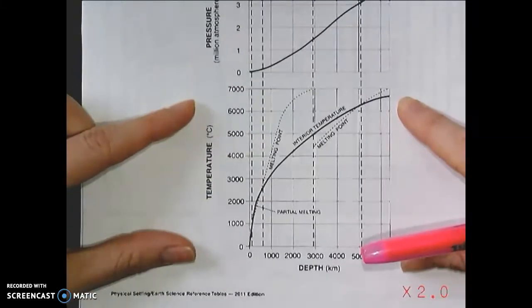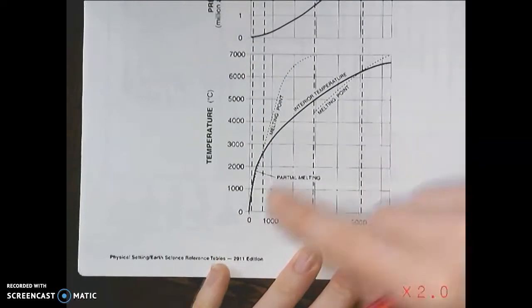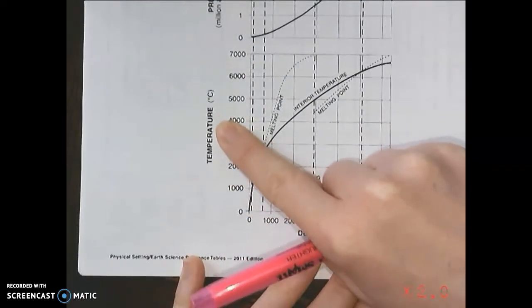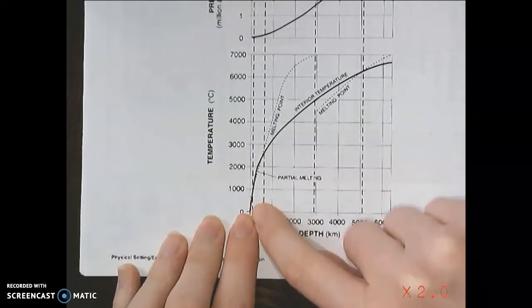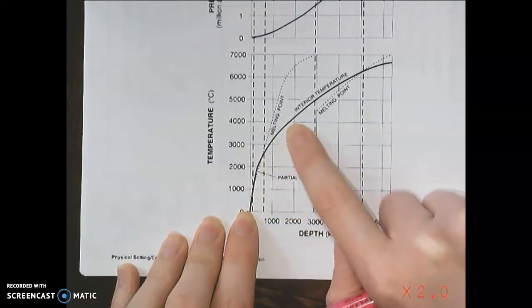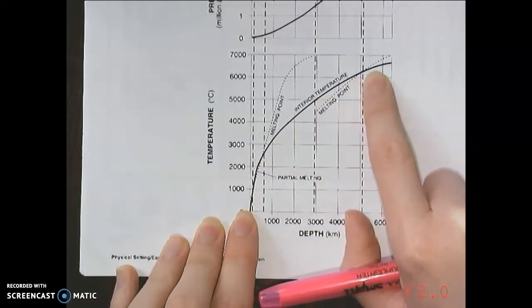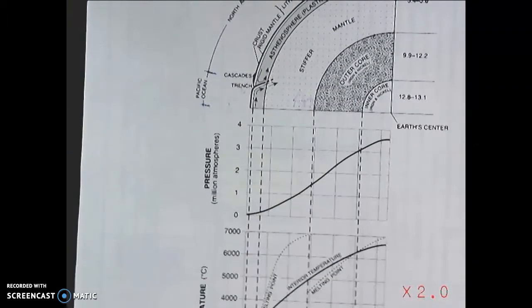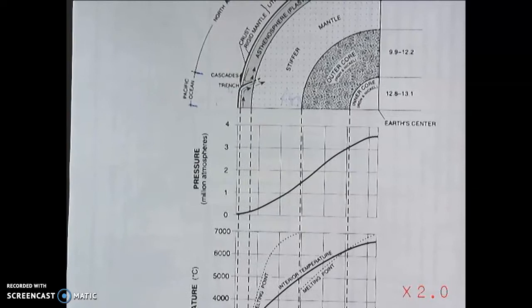The next graph on the bottom is just showing you similarly what happens to temperature as you go into the Earth. And it's the same thing. As you go deeper into the Earth, the temperature gets hotter and hotter and hotter. The inner core is about the same temperature, or it's actually even hotter than the surface of the Earth.